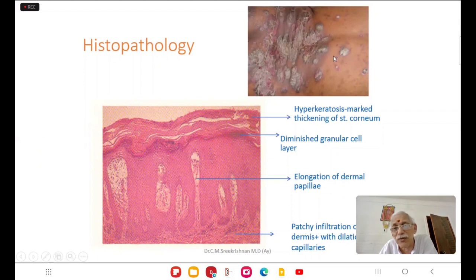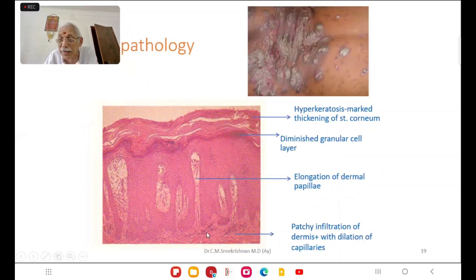It is the histopathology of the psoriatic patient. Here the epidermis is very, very thick. Here hyperkeratosis, marked thickening of the stratum corneum. It is a very dry lesion, very dry. It is thick. Here diminished granular cell. But here the dermal papilla will be elongated. And in the dermis, you can see patchy infiltration with dilation of the capillary. That means, even though here it is very dry, inside it is soggy and watery.